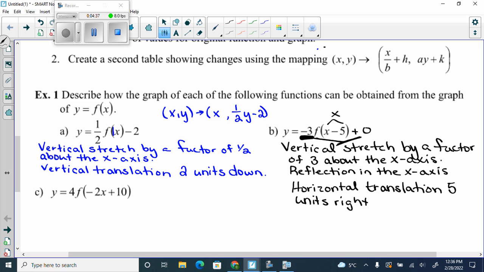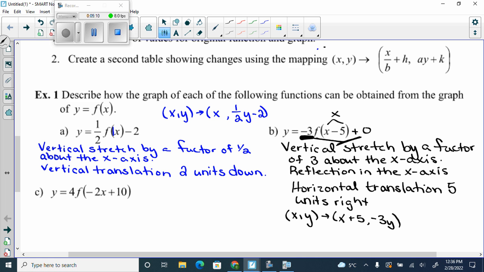So if you go to do mapping, the only thing that's going to affect the x is what's in that bracket, correct? So we're going to have xy becomes x. Now I need to move it 5 to the right, so I'm going to add 5. Then my y, I'm going to multiply by -3. So y, words, mapping, equation, all the same. X's, do some switching.